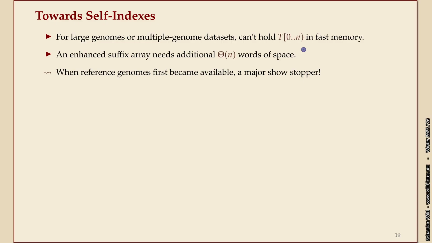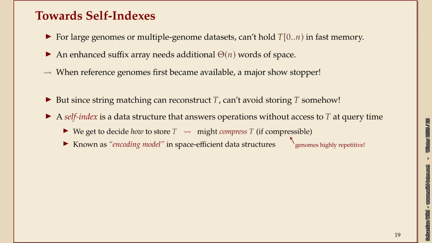So you want to compress, and then that means you can't explicitly store the text anymore. That's my point. And so we can't use the enhanced suffix array as is. That seems inevitable as long as we want to reconstruct the text, except we can compress, right?